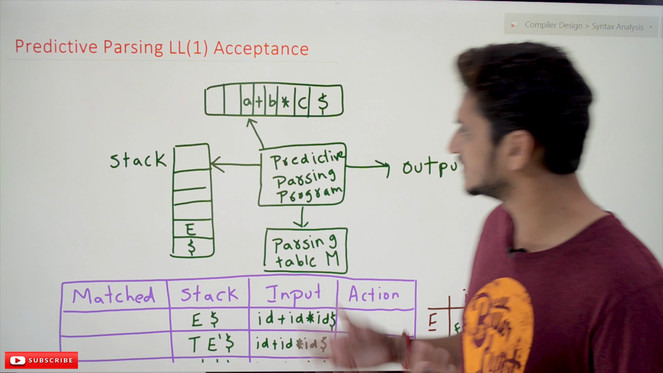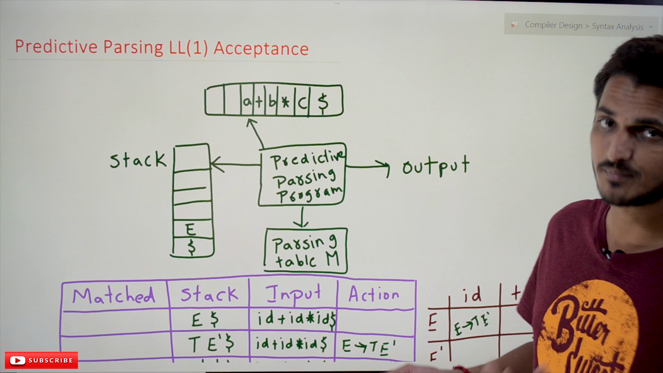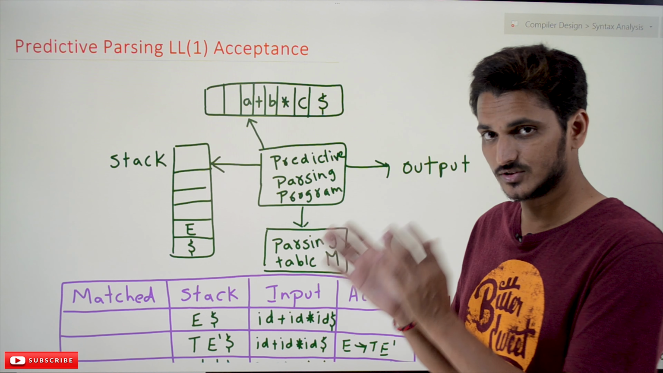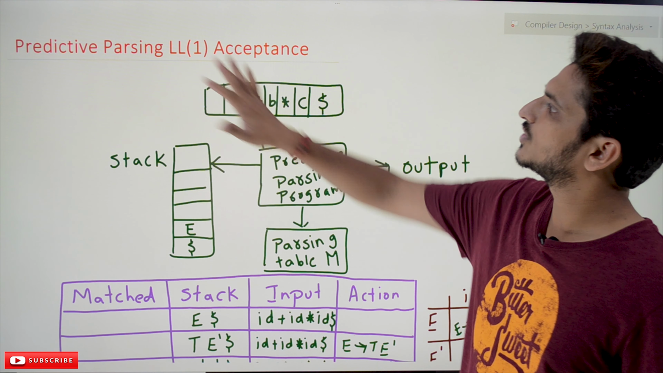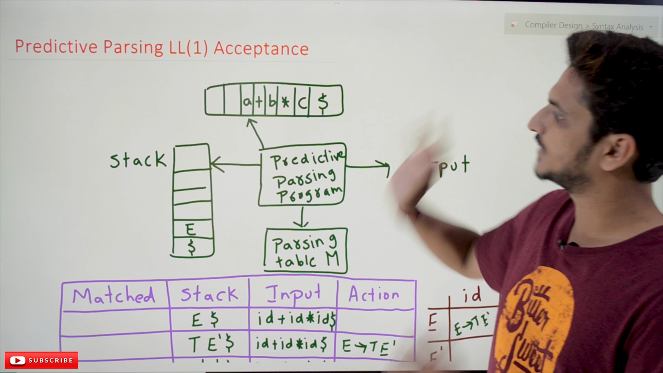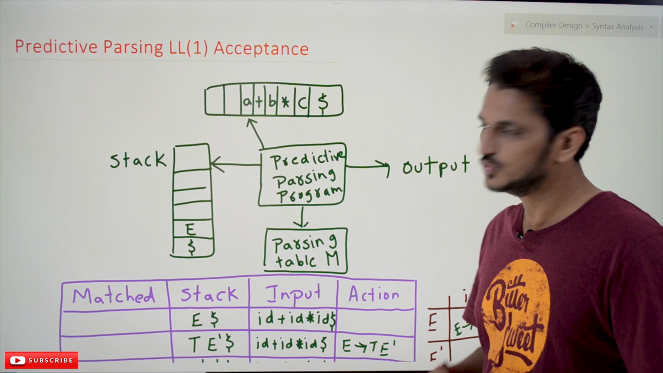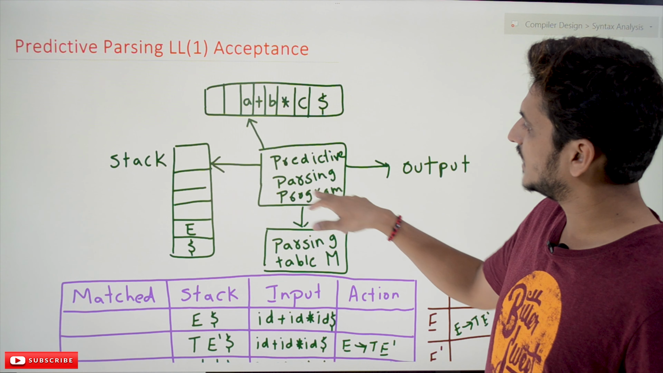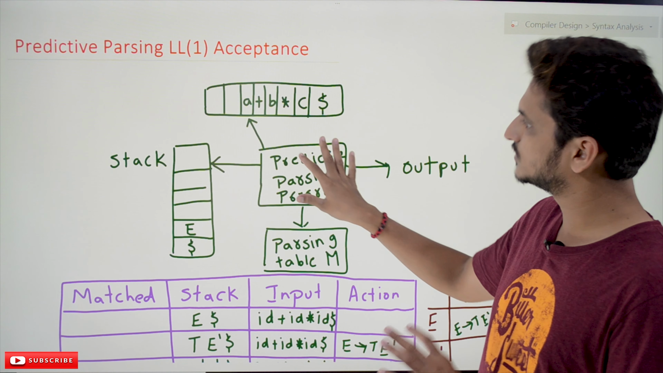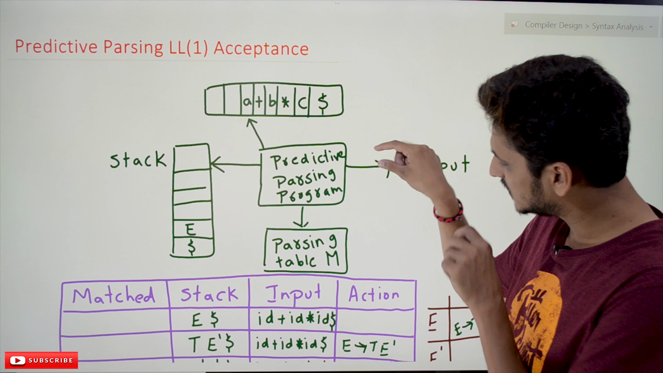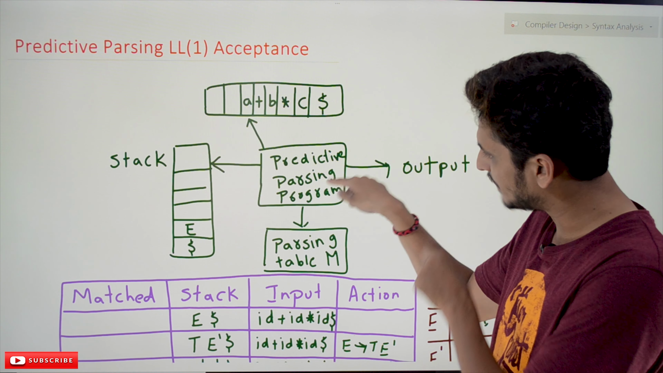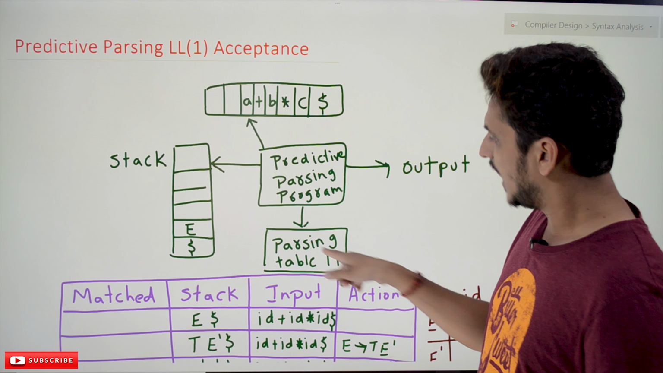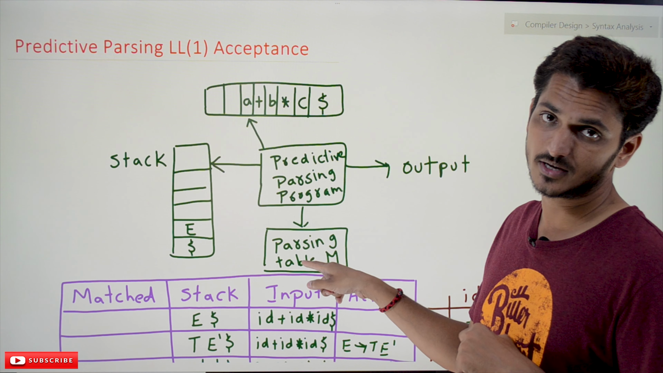In our last class we used the example of the expression grammar and constructed the table. Now coming to predictive parsing LL1 acceptance, an extra stack memory is used, and we are writing a program to accept the input. What is this program, what is the need of this program, and what are the conditions that happen in this program, we will understand. In our last class we constructed the table.